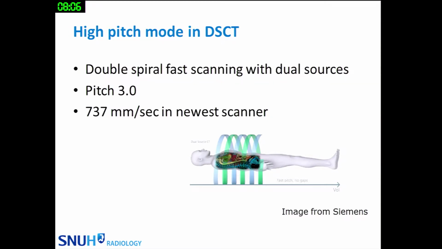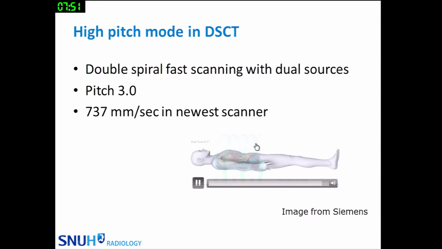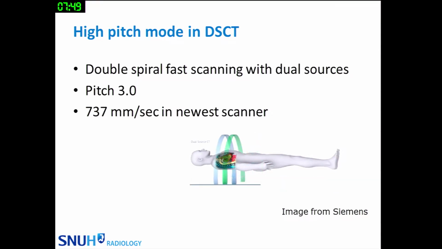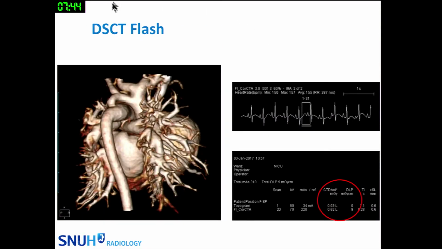We don't need breath-hold for these CT scans. And this is so fast, we don't need EKG gating. The heart looks as if it's not moving. So this high-pitch mode is quite a nice tool for imaging children, including congenital heart disease. This so-called flash mode can cover the heart in just a bit.